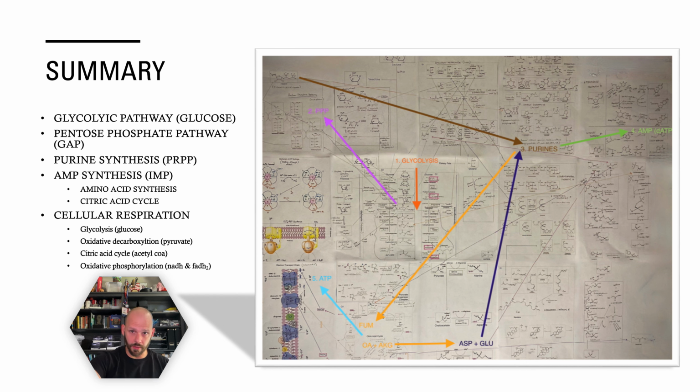This would require amino acids, which would be generated from the citric acid cycle and would have fumarate as a byproduct, which would go back to replenish the citric acid cycle, and ultimately our AMP could either be shuttled back into cellular respiration, or we could drive our glucose down to power it.